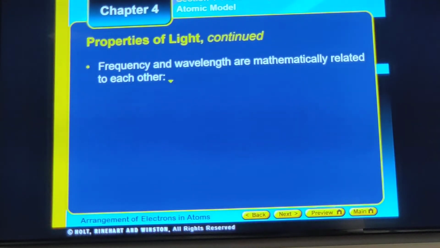Now, frequency and wavelength are related to each other, and the way we've discovered the relationship that exists, we learned that velocity is frequency times wavelength, but we're talking about electromagnetic radiation. So it's going to be the speed of light. C is the speed of light. It's measured in meters per second.